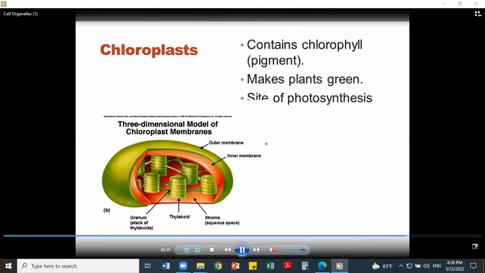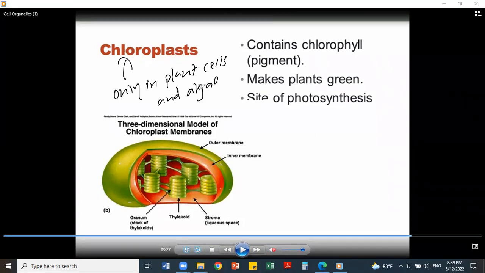What is chloroplast? Chloroplast is present only in plant cells and algae. You can write here, present only in plant cells and algae. Right? And that contains the pigment chlorophyll. Why is chloroplast green? Because of chlorophyll pigment. Chlorophyll pigment can absorb energy of the sun and use that energy for photosynthesis.